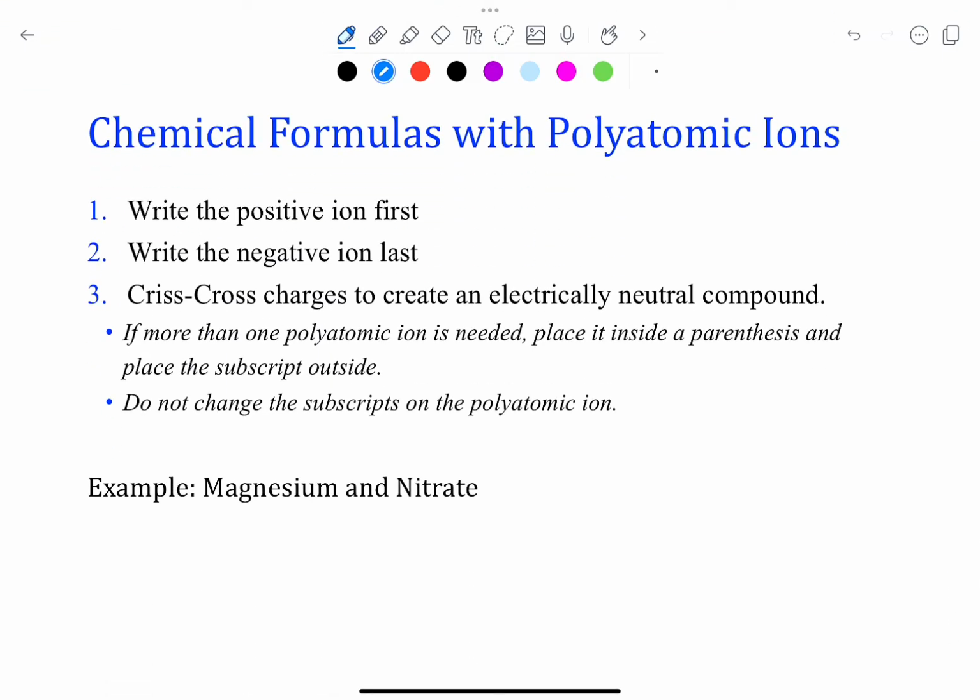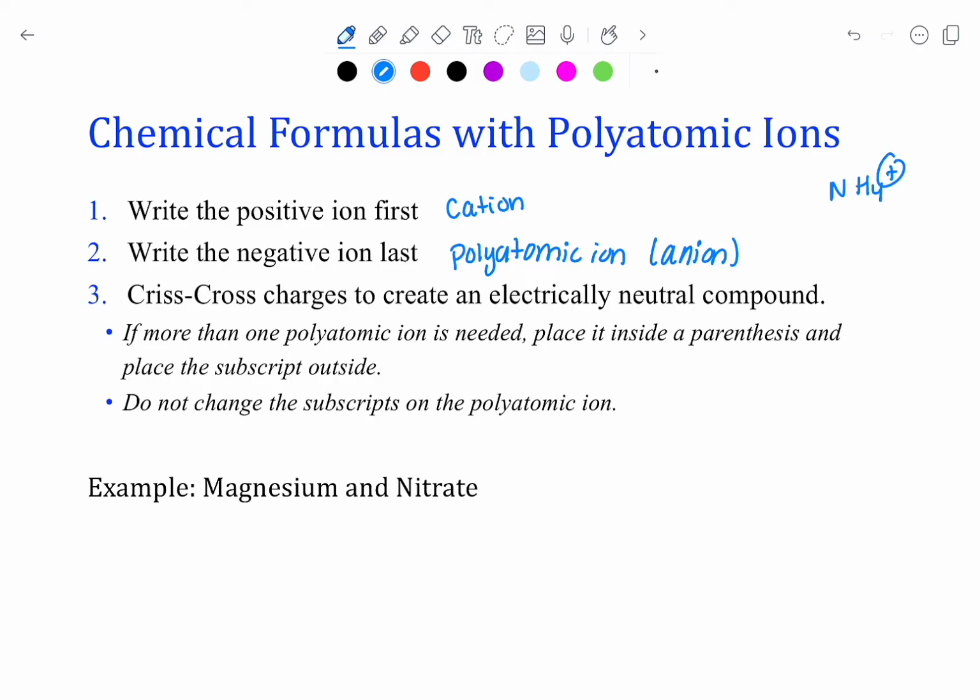When we're writing the chemical formulas with our polyatomic ions, what we want to do first is write our positive ion, our cation. We then want to write our polyatomic ion next, our anion. Most of our polyatomic ions are anions except for NH4+. Most of our polyatomics will come second, except for NH4, which is ammonium.